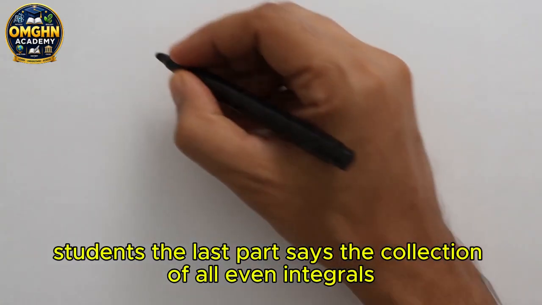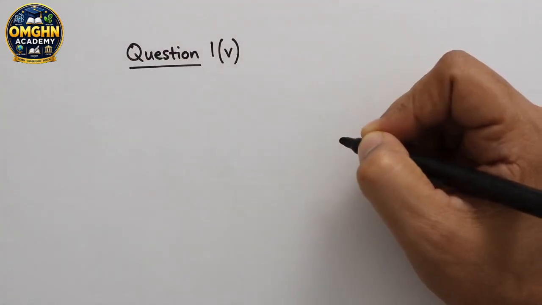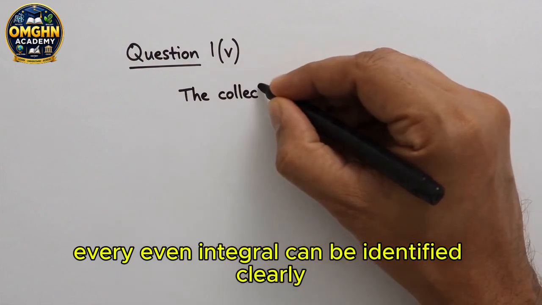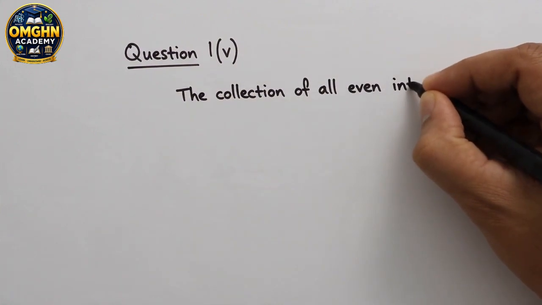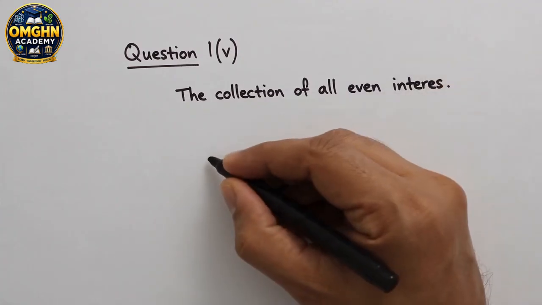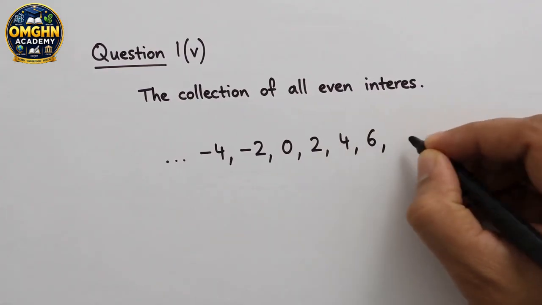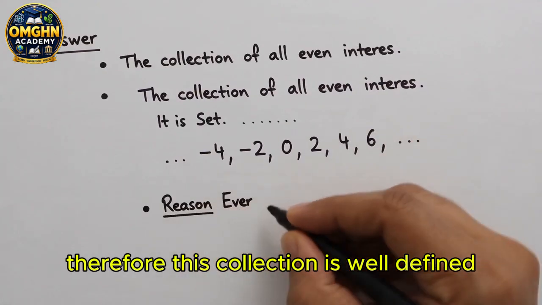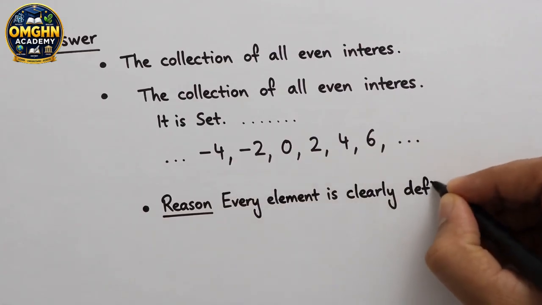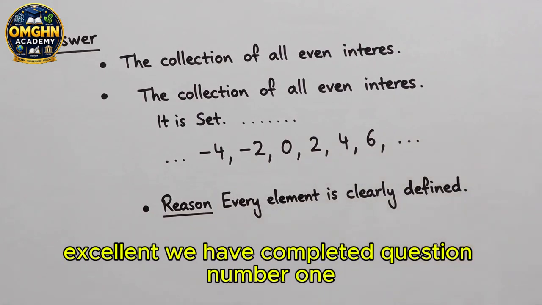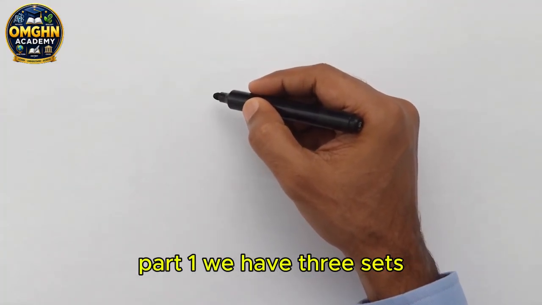Students, the last part says, the collection of all even integers. Every even integer can be identified clearly. Therefore, this collection is well defined. Excellent. We have completed question number 1. Students, now let us solve question 2, part 1.